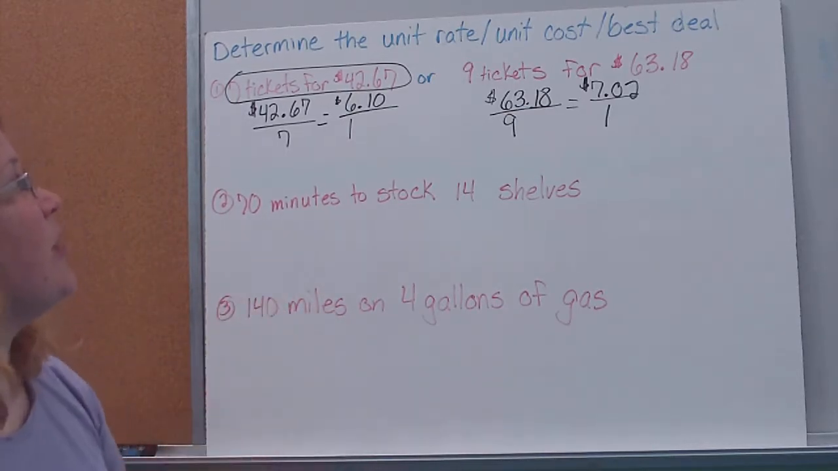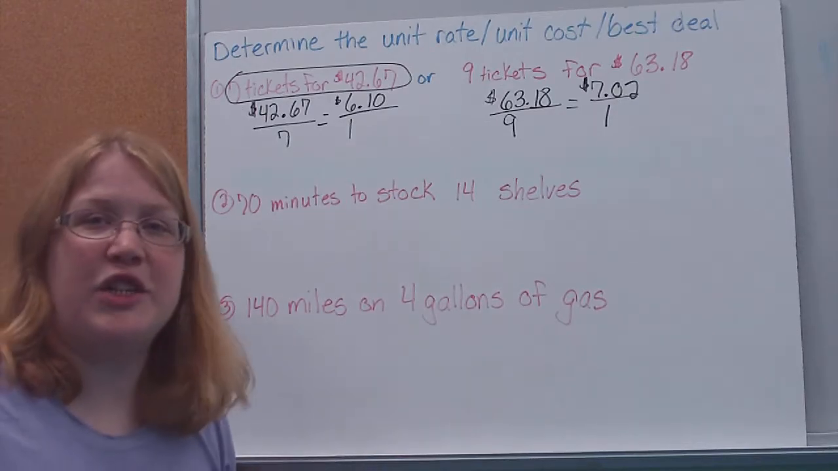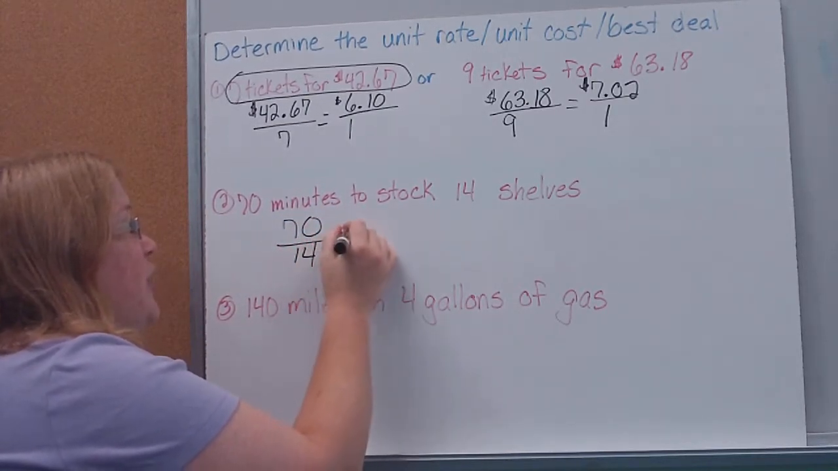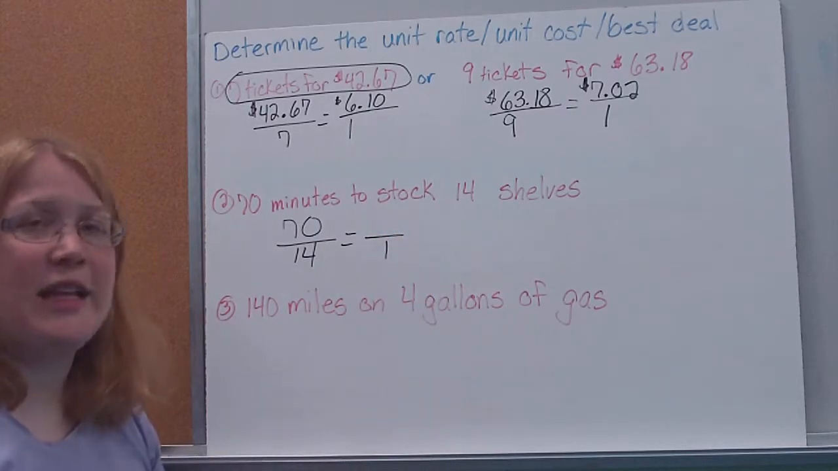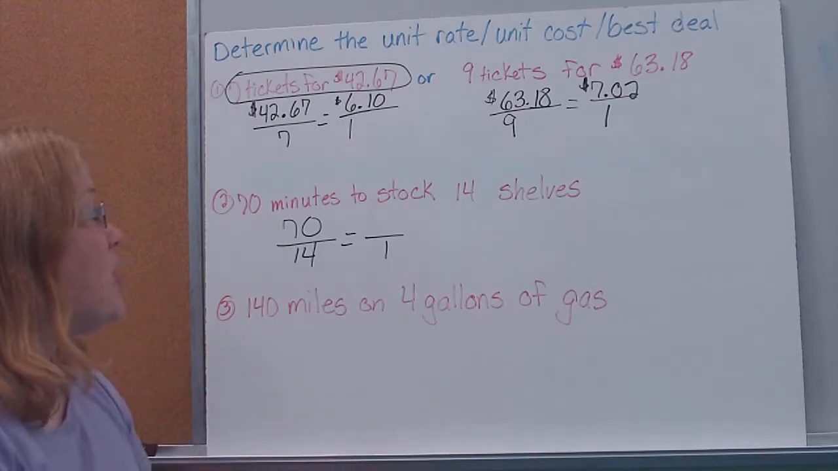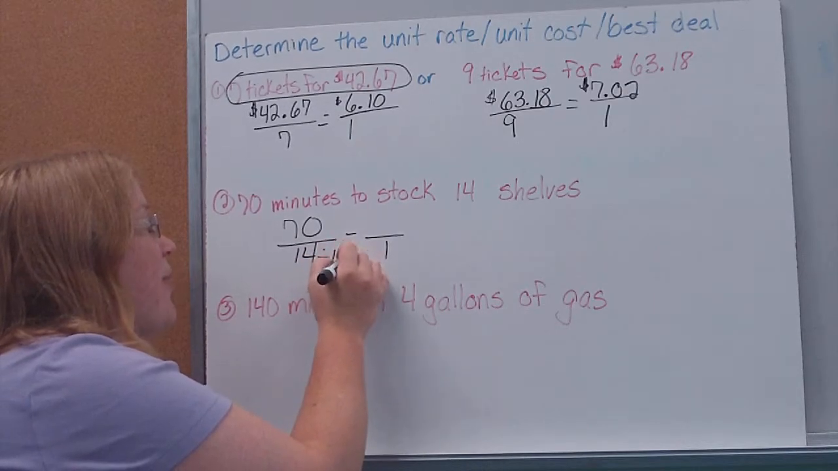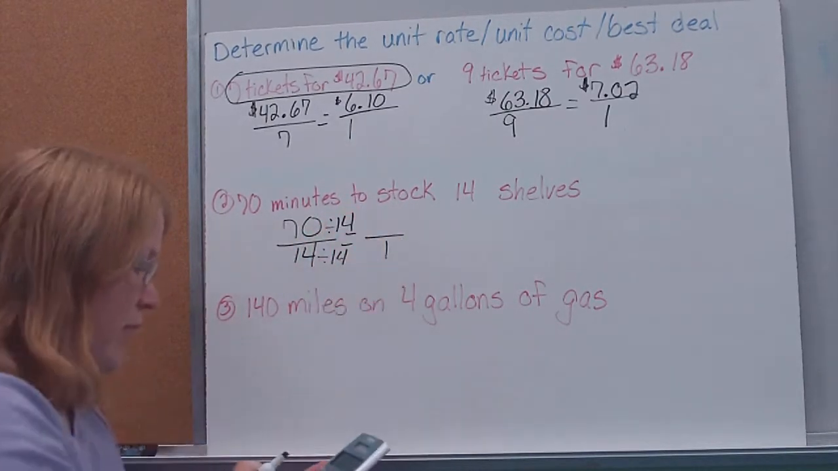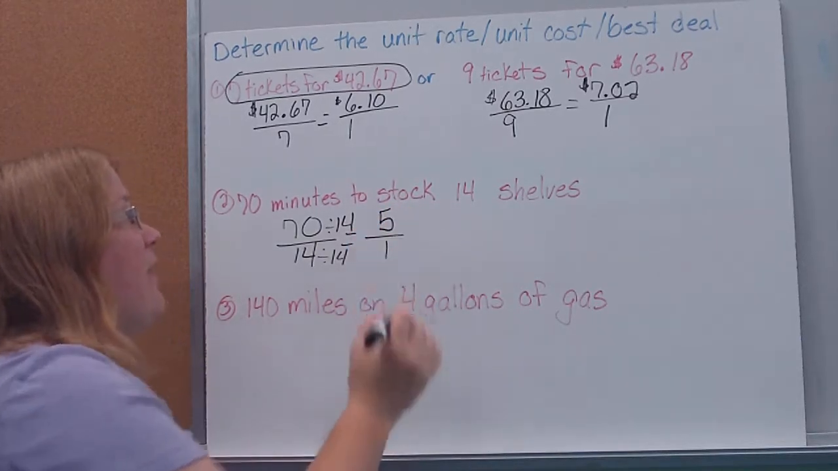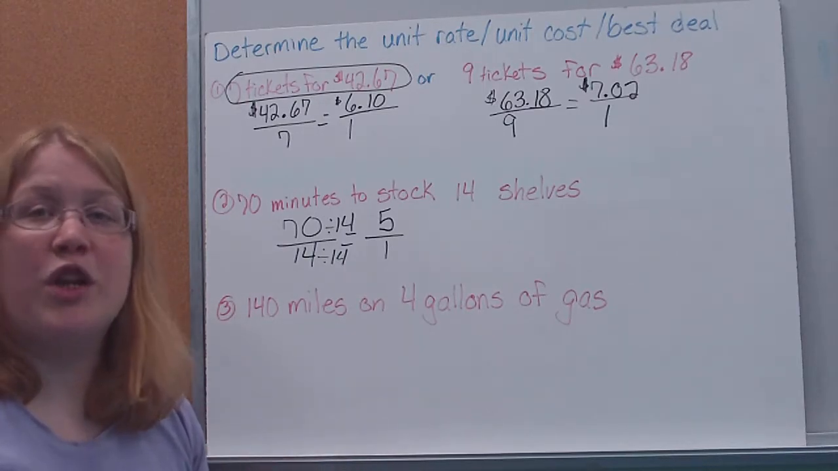All right. Here we're going to write a unit rate. So it took me 70 minutes to stock 14 shelves. So first let me write my rate. 70 minutes per 14 shelves. I want to know how long it takes me to stock 1 shelf, or an employee that I've hired to do this. So 14, I want to make it 1. I'm going to divide by 14. If I divide the bottom by 14, I need to do the same to the top. When I take 70 and I divide it by 14, I get 5. So my unit rate would be, it takes me 5 minutes to stock 1 shelf.